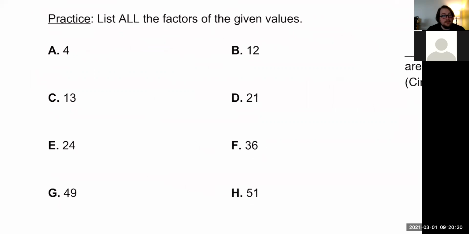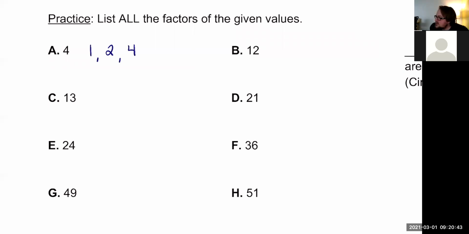Starting with example A, we have the value 4. What are some factors of 4? Numbers that divide nicely from 4. 2. Yep. 1. 4. That's all of them. So the number's relatively small. So 2, 1, and 4. And if I list those in numerical order, we have 1, 2, and 4.